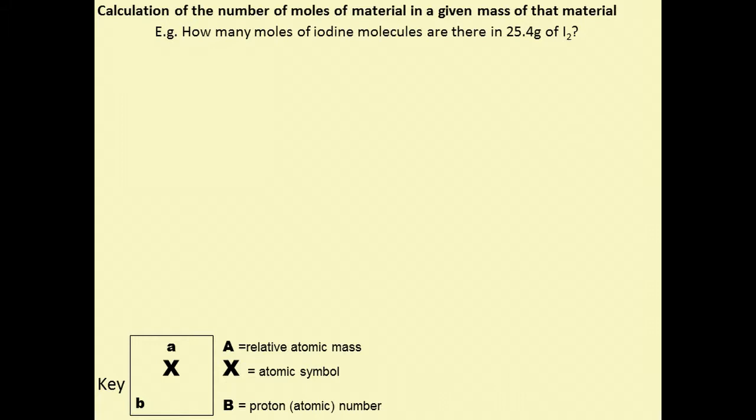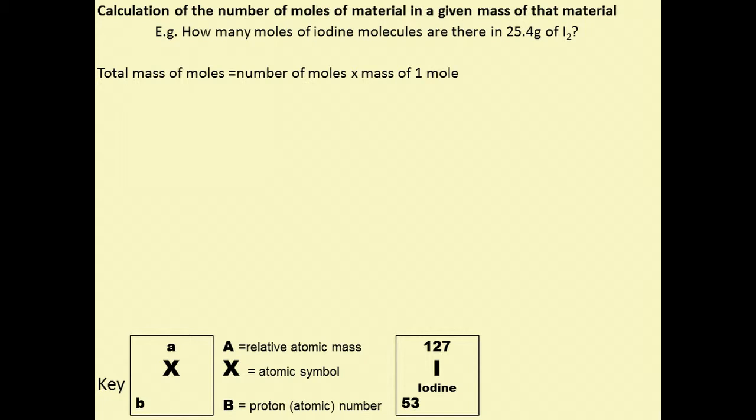The final example question of this type is, how many moles of iodine molecules are present in 25.4 grams of iodine? Note with this question, it asks how many moles of iodine molecules are present rather than iodine atoms. Stage 1, we need to write down our key equation and identify what we know and what we don't know. Stage 2, we can easily work out the mass of 1 mole of iodine molecules.